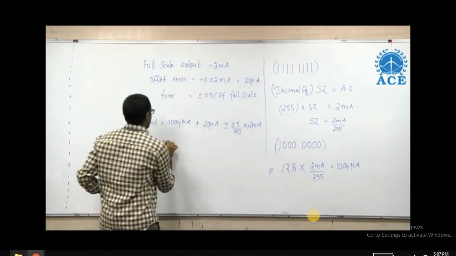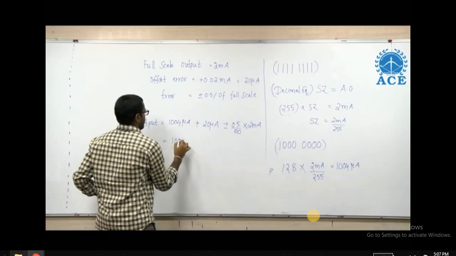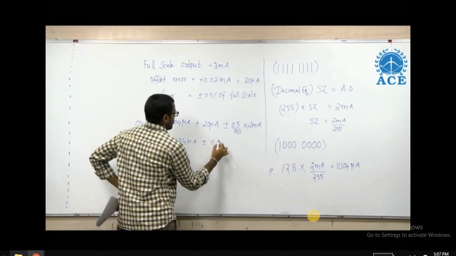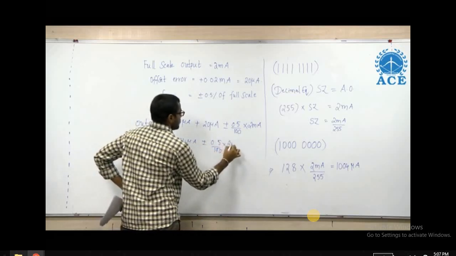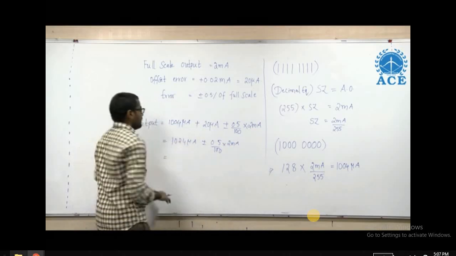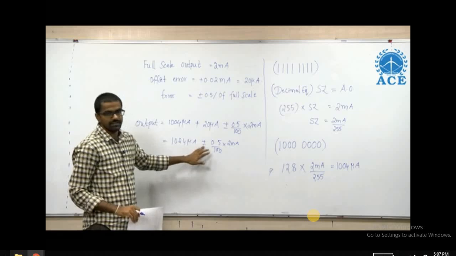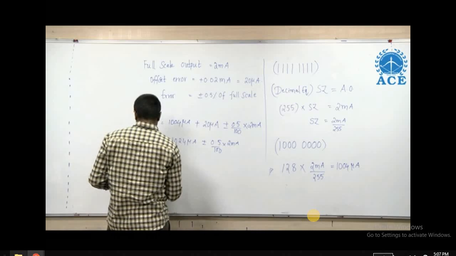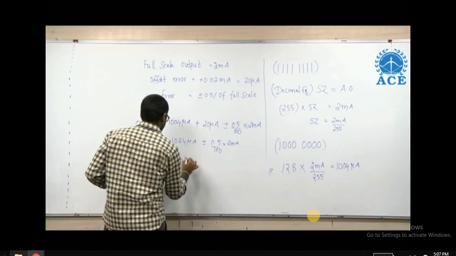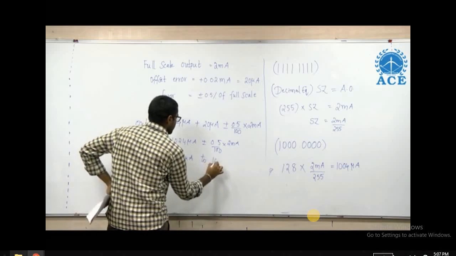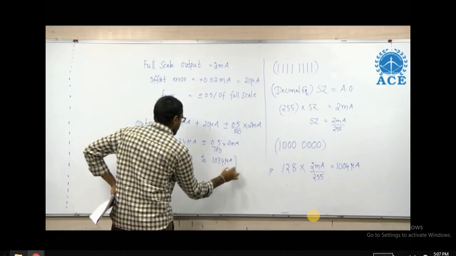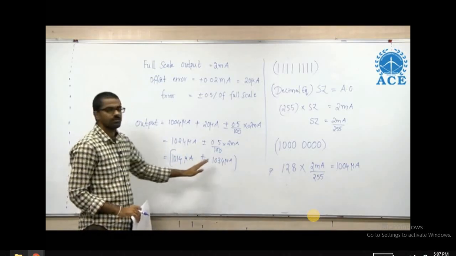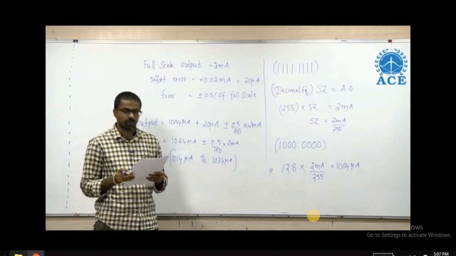So 1024 microamperes plus or minus 0.5 by 100 into 2 milliamperes. As we have plus and as well minus, we will get a range of output values, so our output will be ranging from 1014 microamperes to 1034 microamperes. So it's option C.